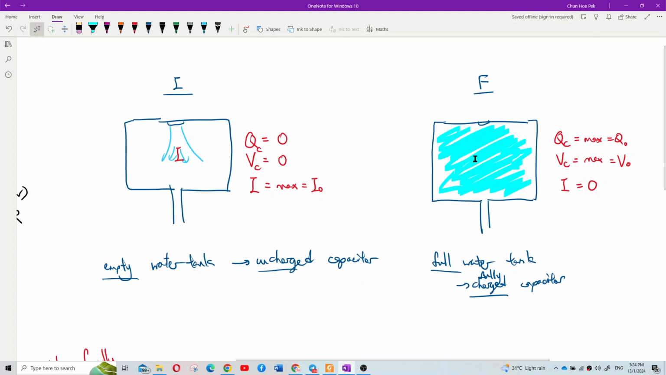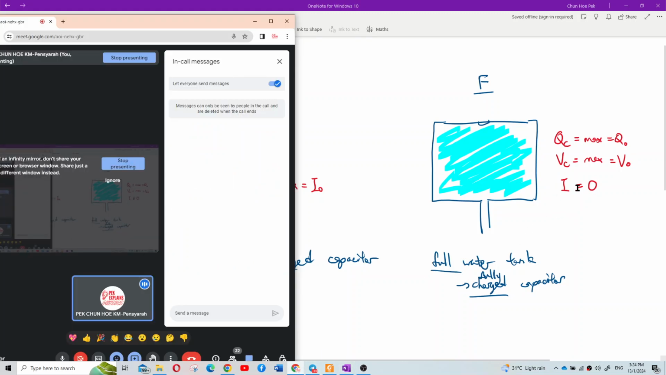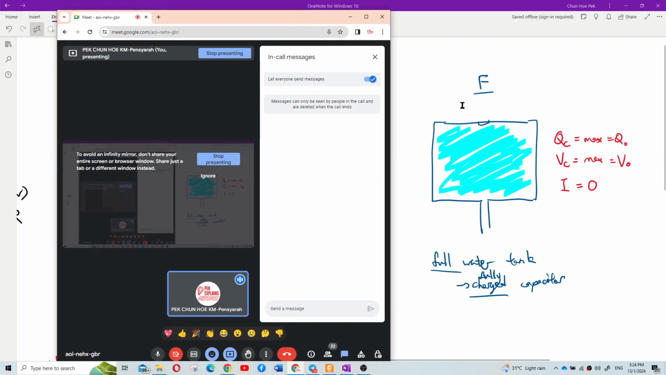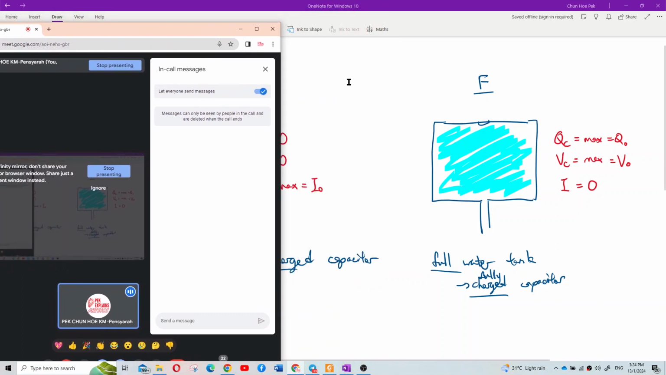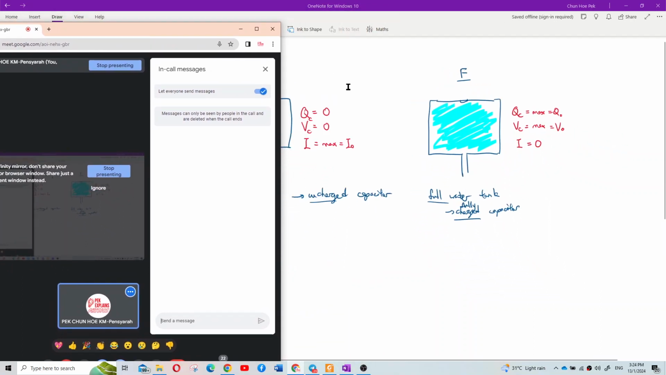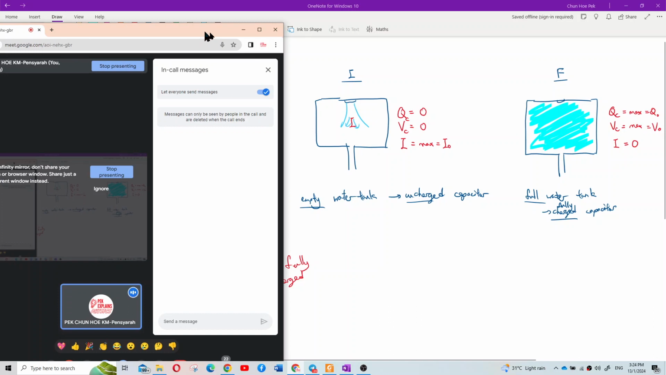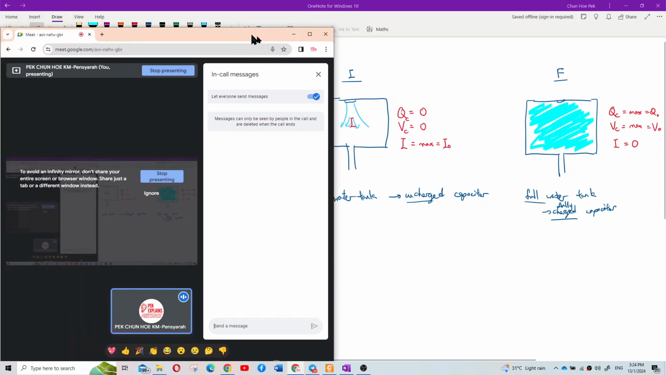Sebab when almost full, itu punya pelampung sudah macam nak berhentikan air tu. Macam until finally fully charged, air sudah completely tak masuk sudah. Kecuali punya air tangki tu rosak kan. So current becomes zero finally. Understand class? Do you understand contoh ini? Boleh faham? Charging and discharging capacitor boleh faham class?